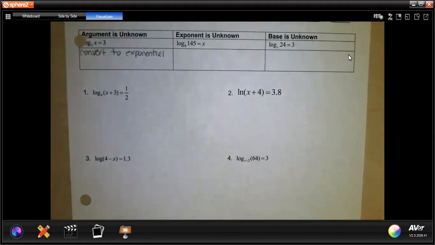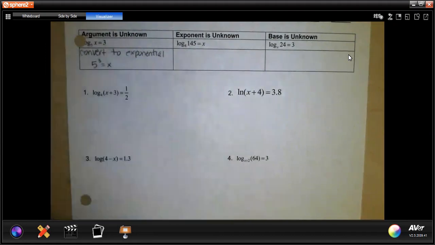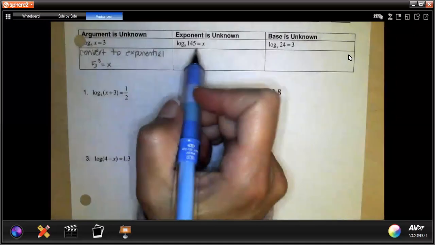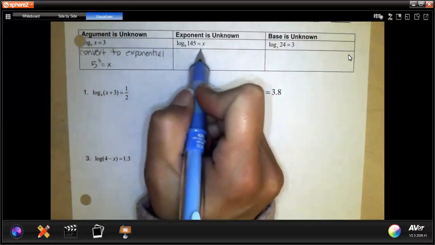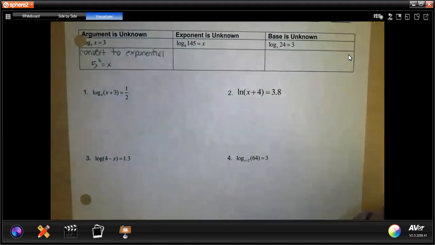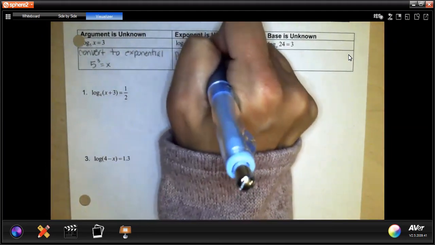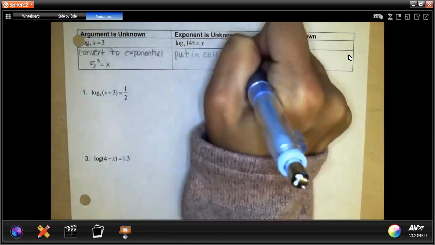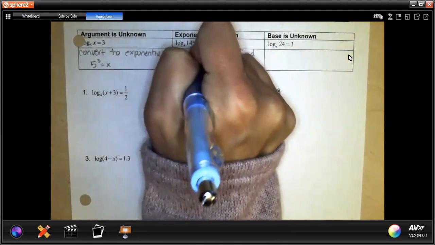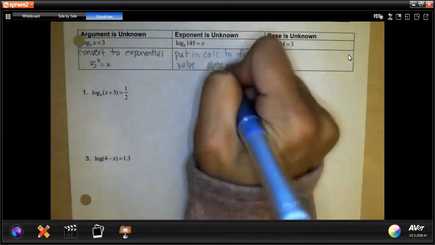So you can't separate that unless you convert it to an exponential, and then you can free it from the argument. And so we would drop the 5 and switch, so that would be 5 to the third power is equal to x. 5 to the third is 125, so we've solved for the x. If we end up with a log that looks like this, our unknown is on the other side of the equal sign, its value. So that would be the easiest form. In this case, we would want to put it in the calculator.